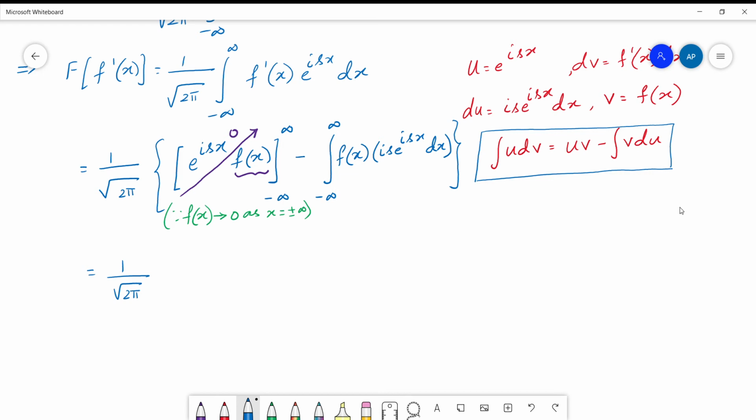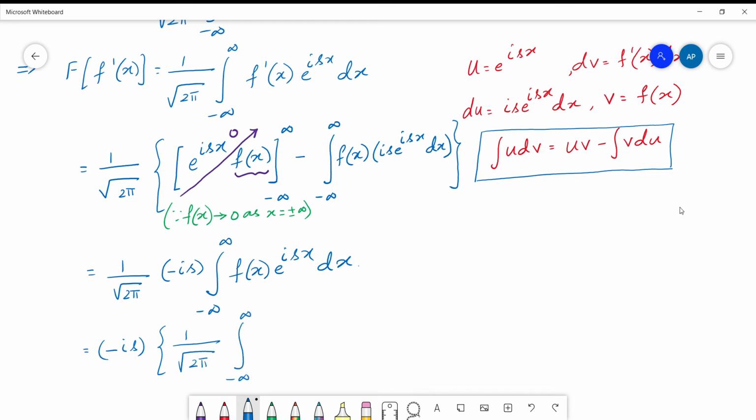And the next term. So I could pull out here minus is because I'm integrating with respect to x. So I'll take out minus is. What is left within the integral is integral minus infinity to infinity f of x e to the power isx dx. Now this minus is a constant, so I'll take it as minus is into, now write this within bracket and then recollect what this represents. 1 by root 2 pi integral minus to plus infinity f of x e power isx dx. I am sure you all can guess now what this is. This is nothing but the Fourier transform of f of x.